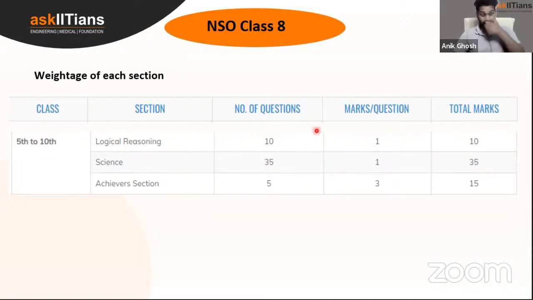So 10 questions would be there, and for science you would be having 35 questions, 1 marker each. So 35 marks over there. And the achiever section, this is the type of section where you would get the unknown questions and you have to solve it with your common sense, and your problem solving skills and techniques would be tested over here.